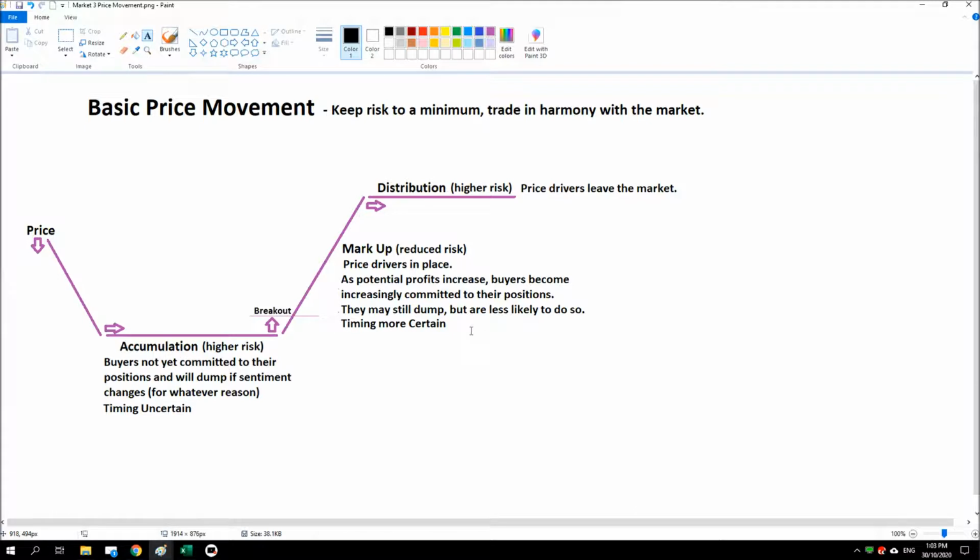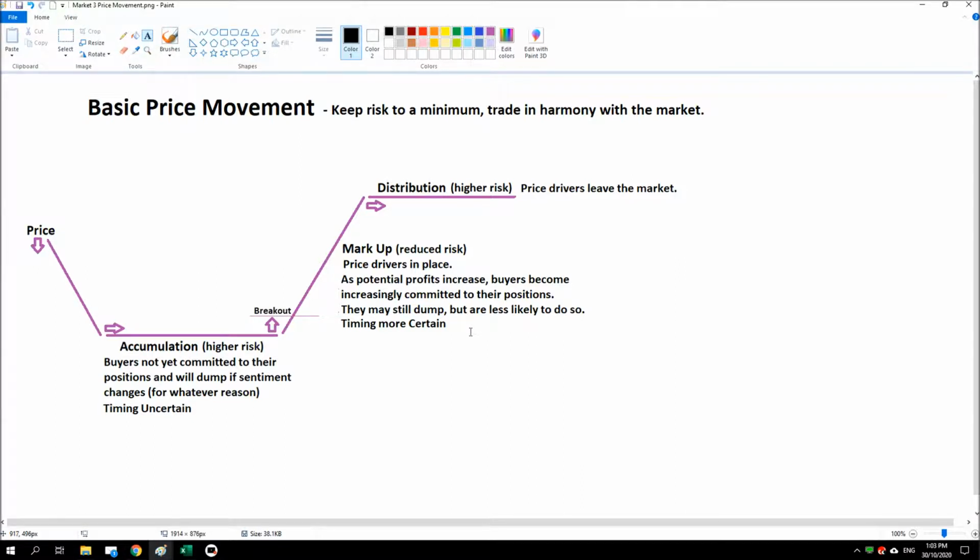The markup phase has begun, you've seen the breakout, and hopefully a test of the breakout. And the markup phase is similar to a buy the dips mentality, or a positive influence in the market, so timing is more certain. You don't have to wait, and you can be pretty sure that prices will continue to increase while sentiment remains positive.